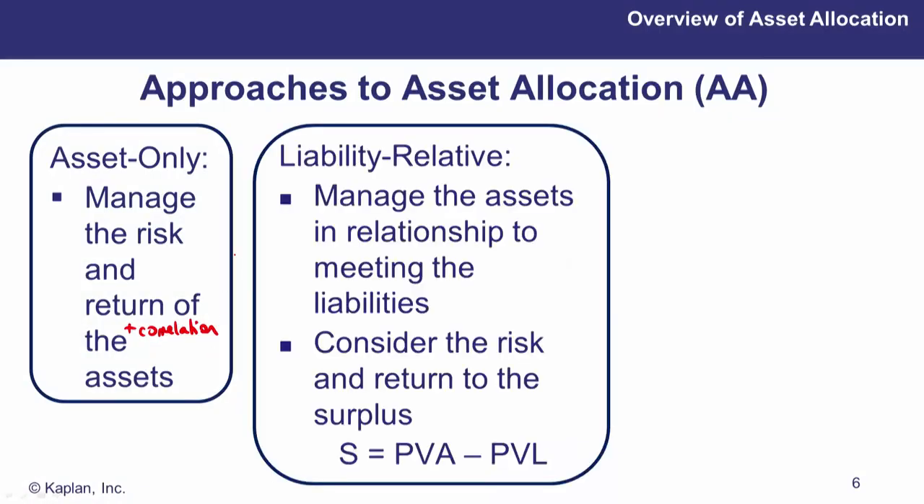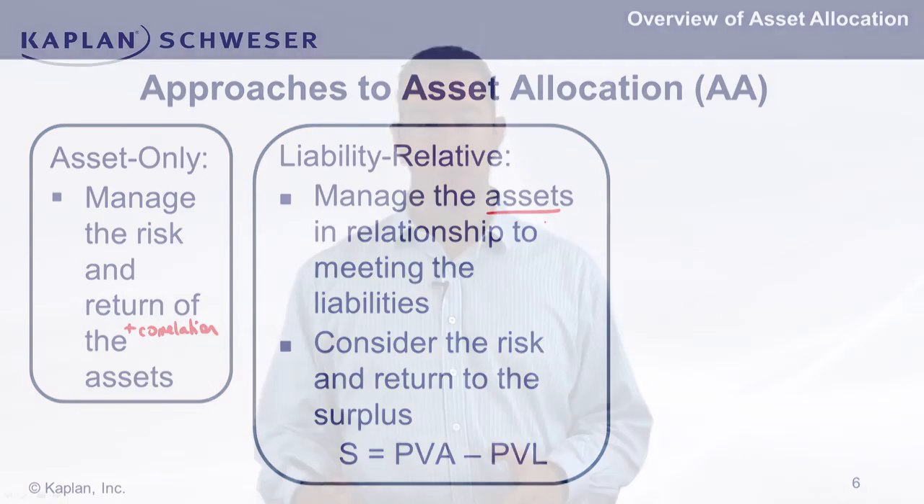The second approach is liability relative. As the name suggests, we now do have one eye on future liabilities, future payouts that the client is going to have to make. So the assets that we're investing on behalf of the client are invested with one eye on that, and we've got an important consideration. We need to have enough liquid assets in the future to be able to meet those liabilities.